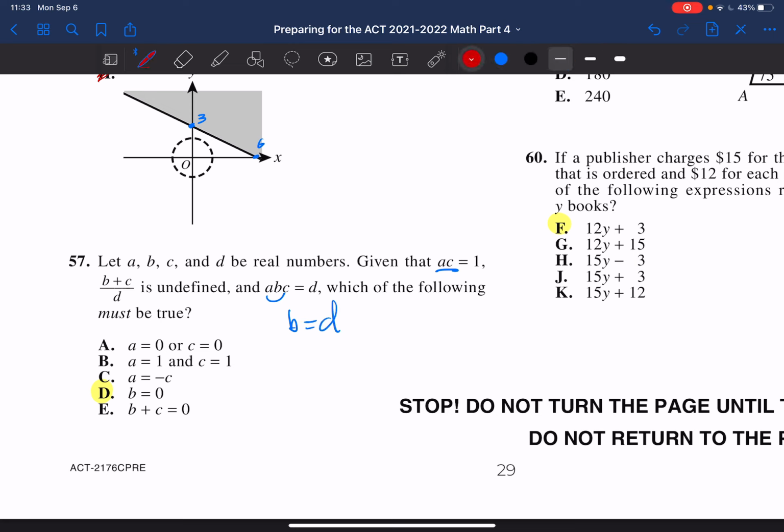Now they also say over here that this is undefined. Well, the only reason you could be undefined is if D equals 0. Now if D equals 0, and B equals D, then that means B must also equal 0. So that's why the answer is letter D.